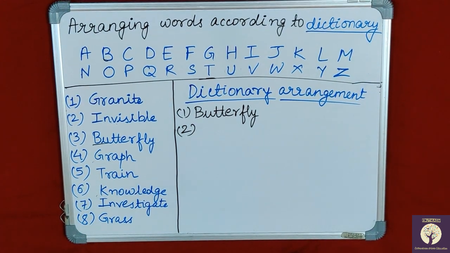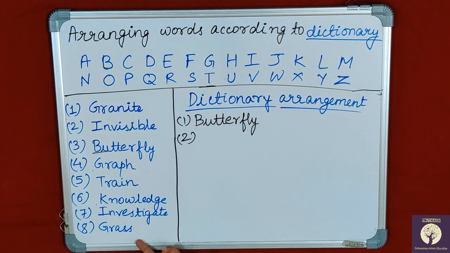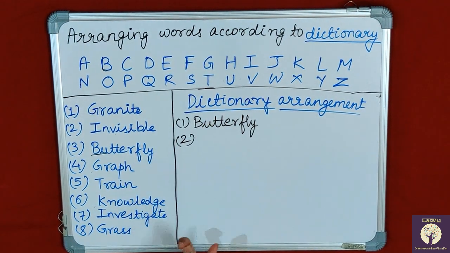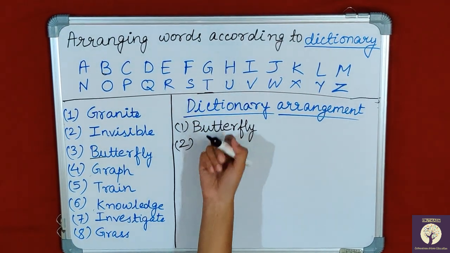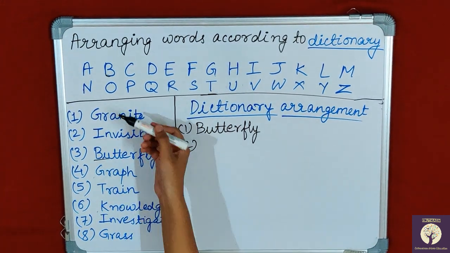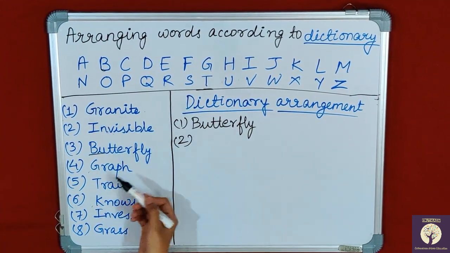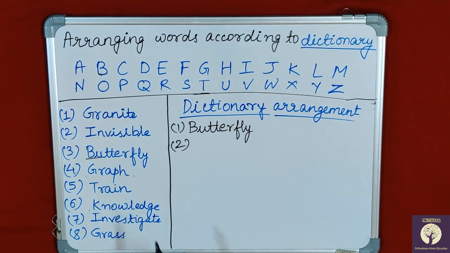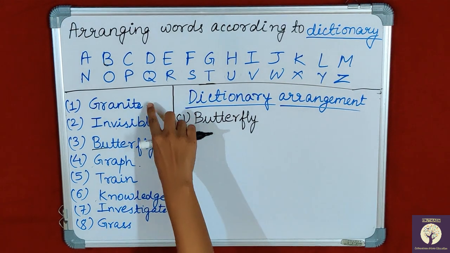Now the next letter in the alphabet is C. Do we have any word starting with C? No. With D? No. E? No. F? No, we don't have any. G? We have one word here starting with G, which is granite, then graph, then grass. So here we have 3 words starting with G.